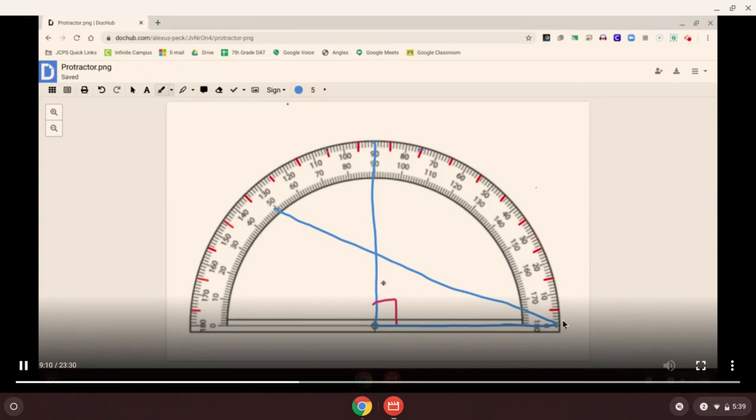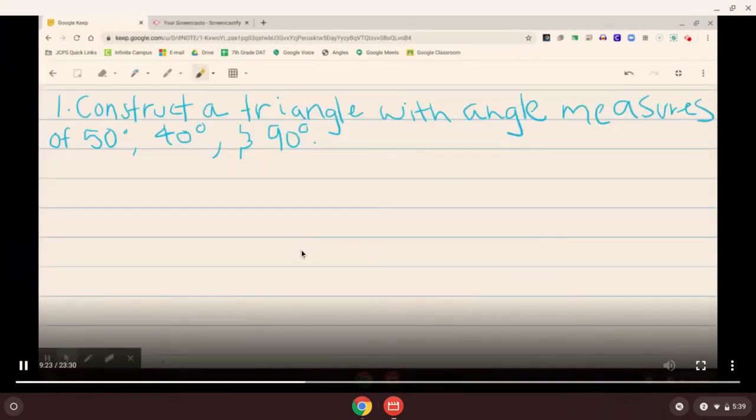And so now we know that this angle here is 50 degrees and this angle here is 40, and that makes our triangle. These extra lines you would erase if you have them on your paper. And we will now move on to our second problem.